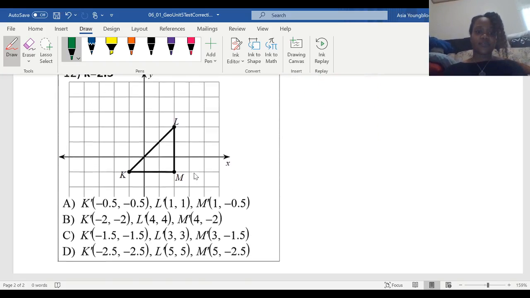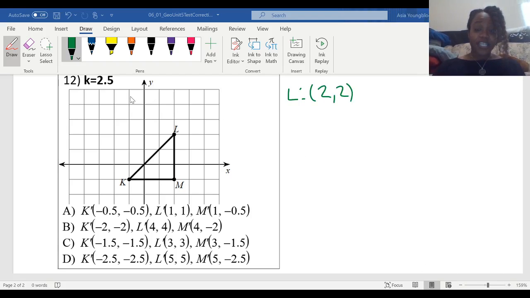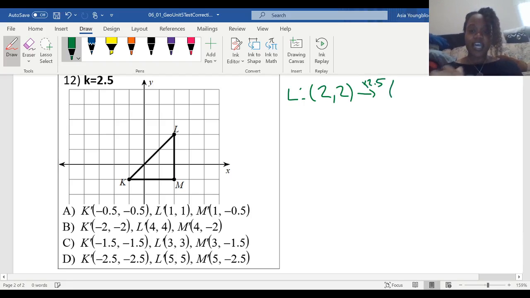Next, problem 12 is very similar. Our scale factor is now going to be 2.5. So we started the same way, writing out your points. Our first point we focus on is L. The coordinates for L are going to be 2, 2. As we said, our scale factor has changed for this problem. So instead of multiplying by 2, as we did in the previous problem, we're going to multiply by our new scale factor, 2.5. So multiplying both the x and y value by 2.5 gets us our new point, 5, 5.